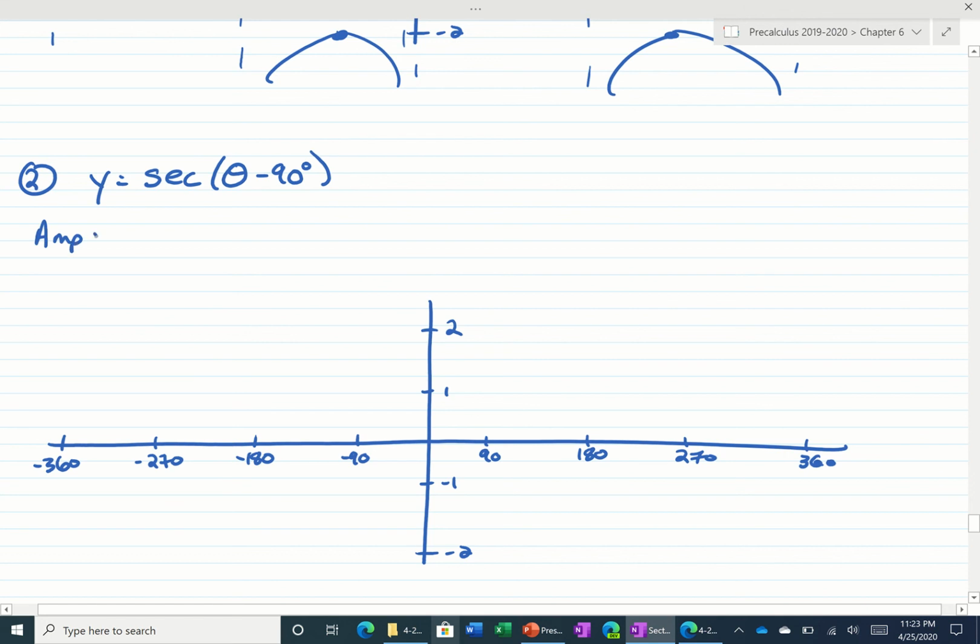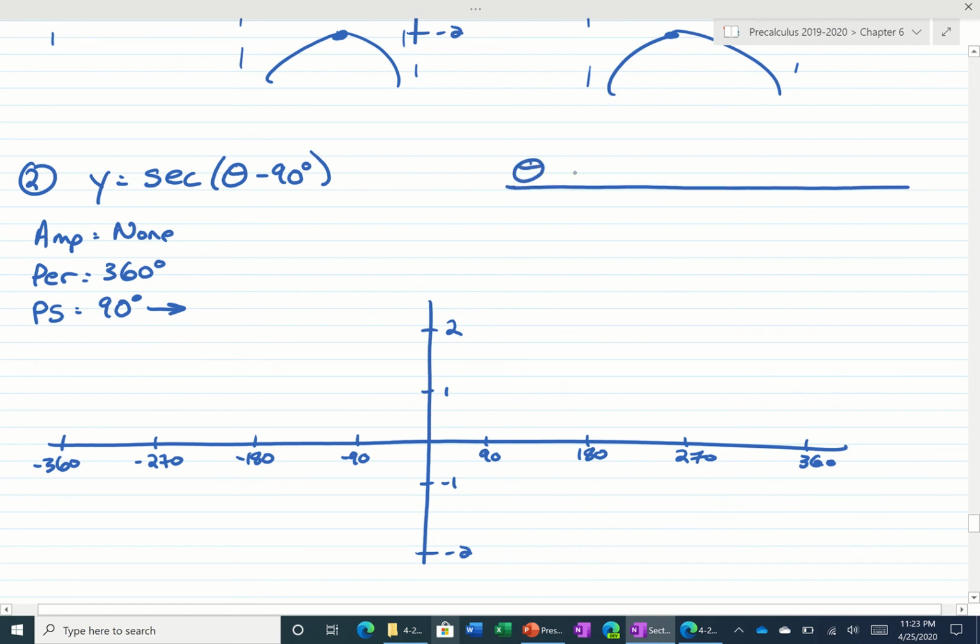Well, the amplitude would be none. The period, normal period of secant is 360, so 360 over 1 is still 360. And the phase shift here would be 90 degrees to the right. Now when we go to make a chart, we don't know what secant is. We don't have a button.